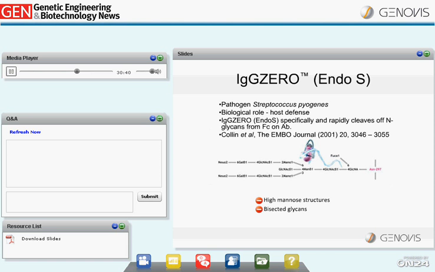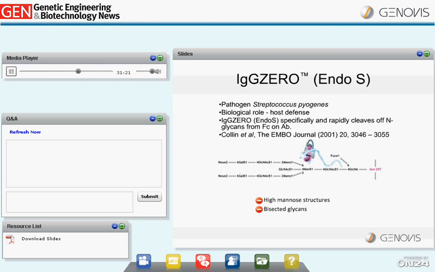The source of the endoglycosidase EndoS, with trade name IgG0, is also from Streptococcus pyogenes. The biological role, again, is host defense, as the enzyme deglycosylates the N-glycans associated with the Fc part of IgGs. This property is unique, as other N-glycosylated proteins are unaffected by IgG0. So even in complex environments like blood or growth media, only N-glycans from the Fc part of IgG are hydrolyzed. This is another example of a very highly specific enzyme from Streptococcus pyogenes.